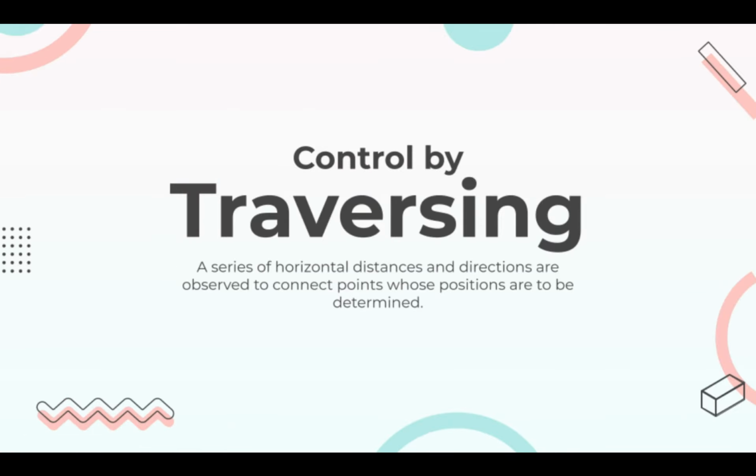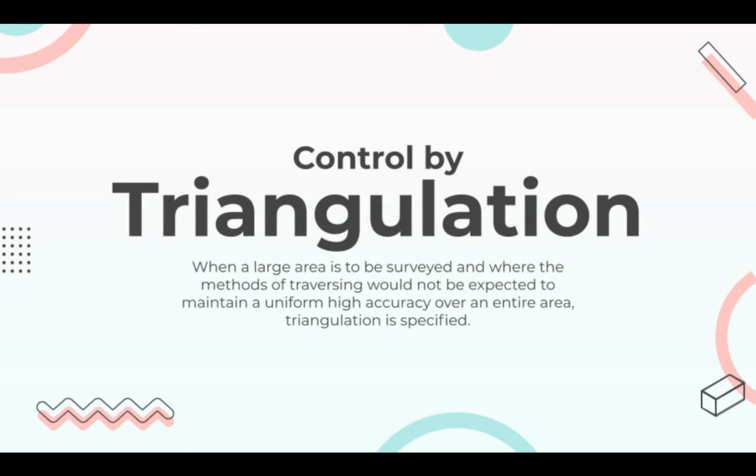With traversing, a series of horizontal distances and directions are observed to connect points whose positions are to be determined. This procedure is generally less expensive and can be extended in any direction. When a large area is to be surveyed, and where the methods of traversing would not be expected to maintain a uniform high accuracy over an entire area, triangulation is specified.